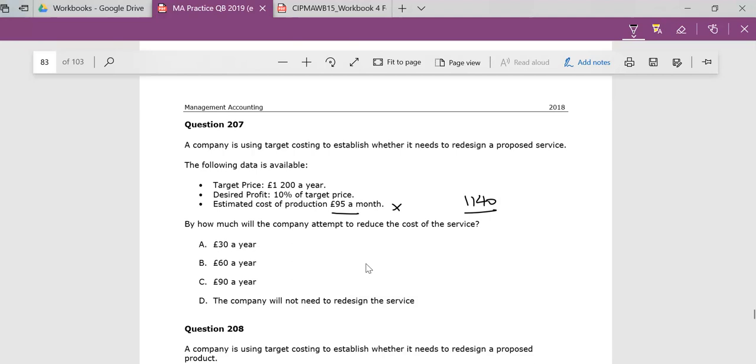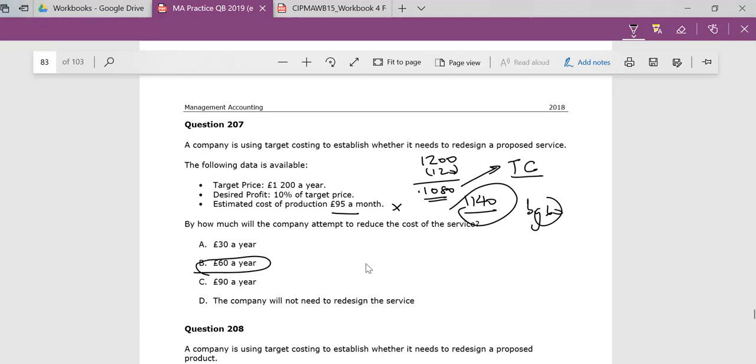Anyway, your people want 10%. So 10% of that is 120. So 1,200 minus 120 takes us to 1080. So that is the desired or the target cost. You're currently at 1140, so that needs to drop. You need to bring it down by 60 if you're going to get to the desired target profit. So it's £60 a year.